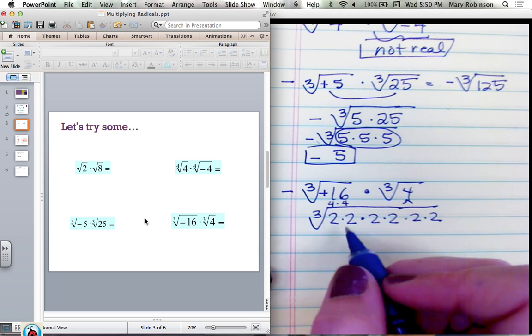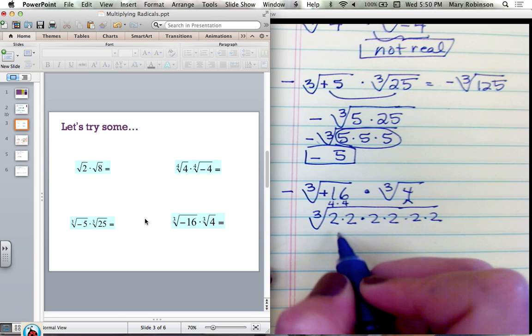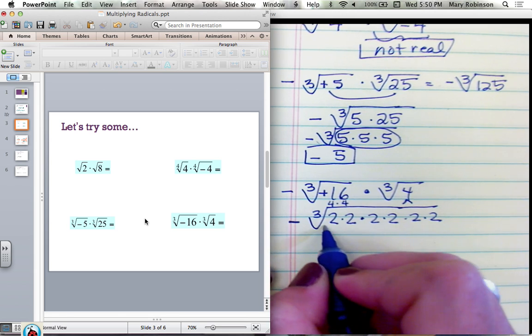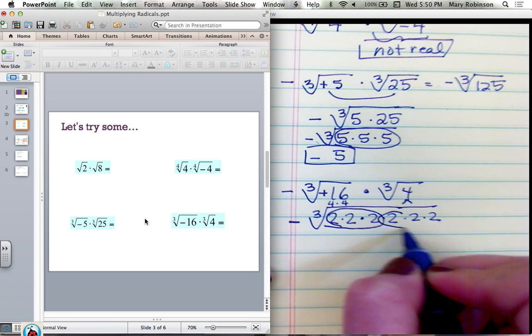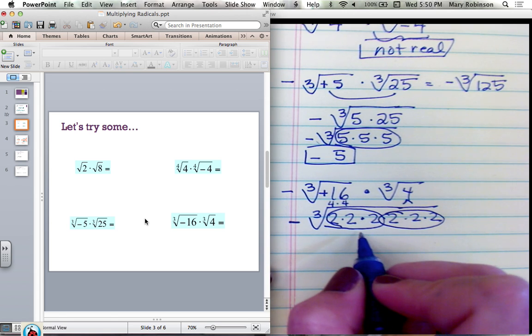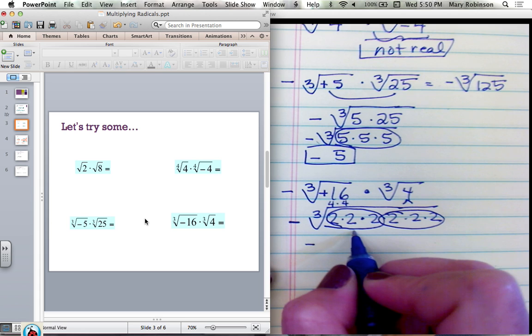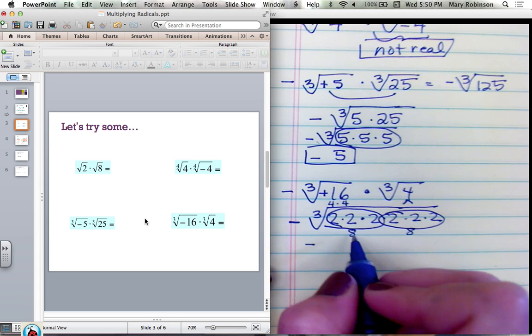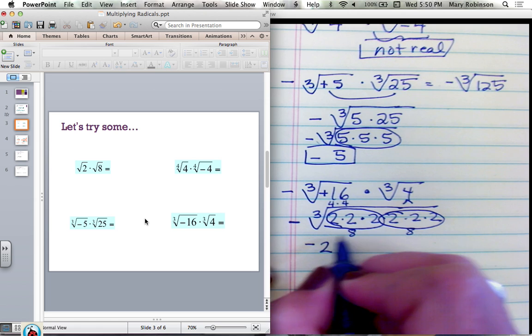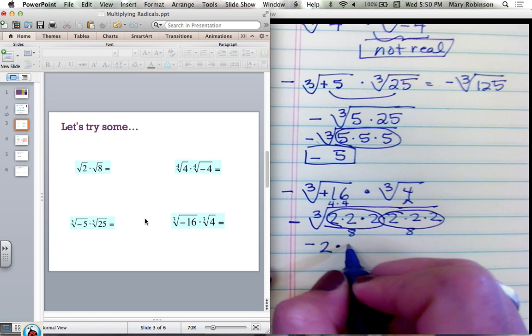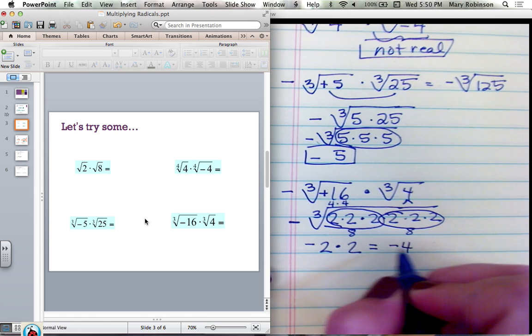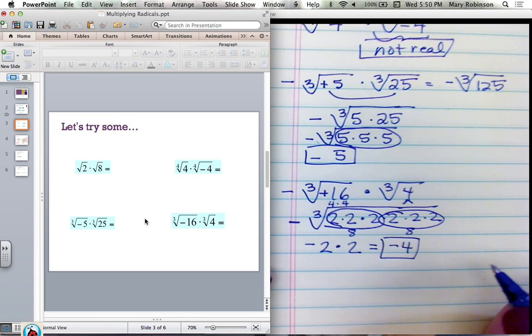But notice I'm streamlining my work if I know I have to break it down. Again, because my index is 3, I'm going to be forming groups of size 3. And mind you, this is 8. 2 times 2 times 2 is 8. The cube root of 8 is 2. So I have a 2 that comes out, and another 2 that comes out, and there's nothing left under my radical. So my answer is simply negative 4.